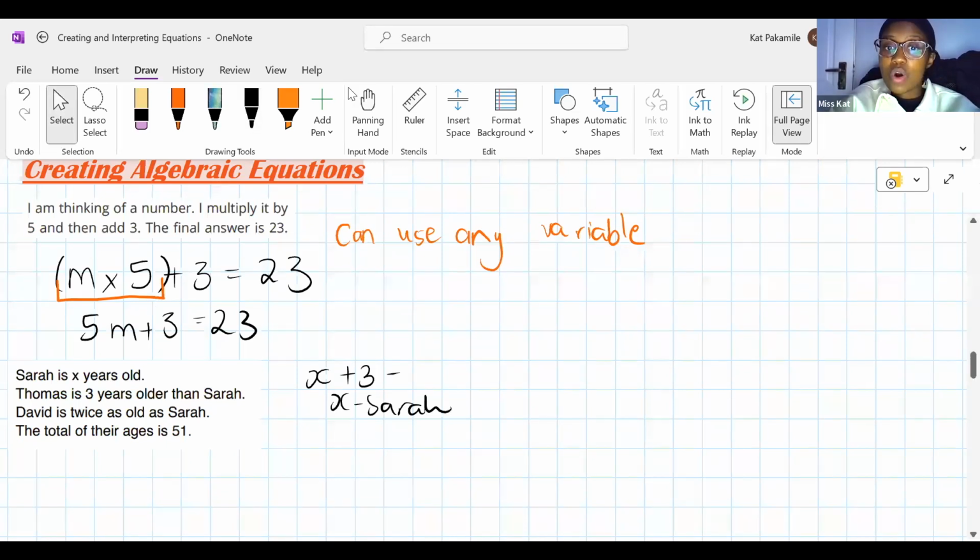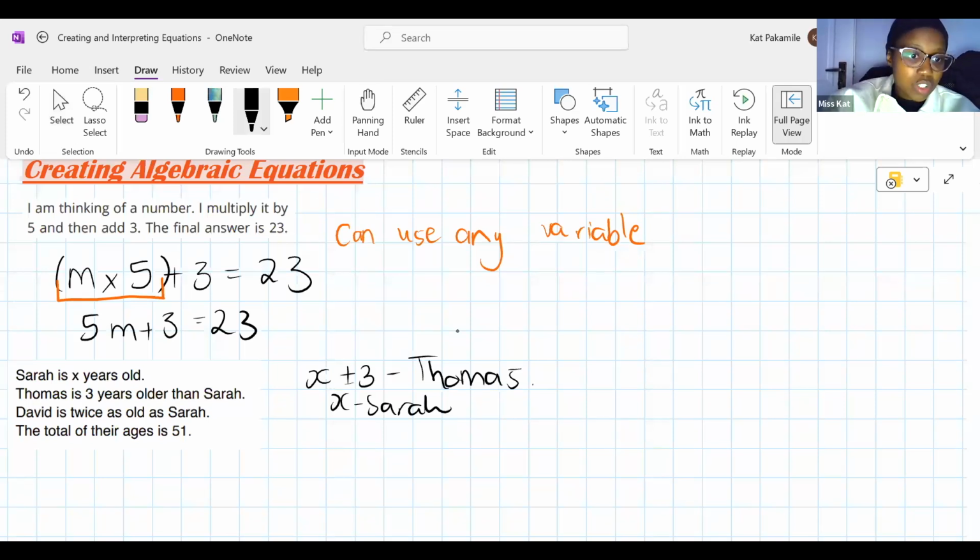If you're older than someone, what do you do to ages? If I say to you, I am older, you add them. There you go. So Thomas is 3 plus X. X plus 3, that would be Thomas. It doesn't matter if you swap. And then how old is David?